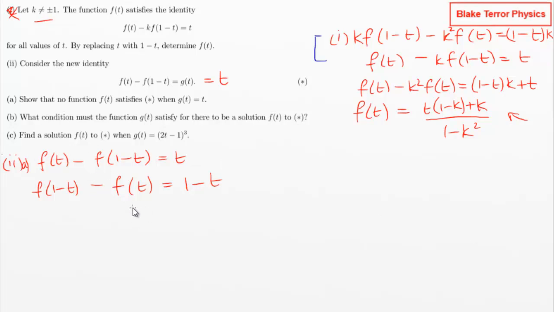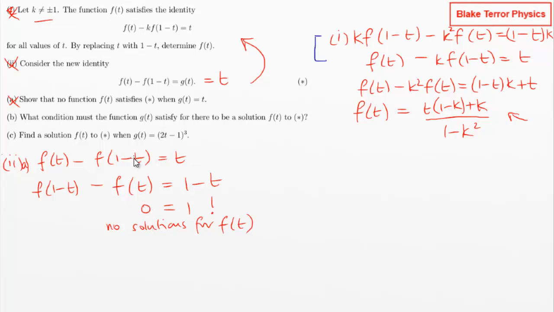Everything cancels on the left-hand side, but not on the right-hand side. We get 0 equals 1. So that's saying there are no solutions for f of t. Okay, right. Maybe I should have seen that a little bit quicker, but it highlights the point anyway: if you don't know what to do, look at the previous part of the question. What condition must the function g, function of t, satisfy for there to be a solution?